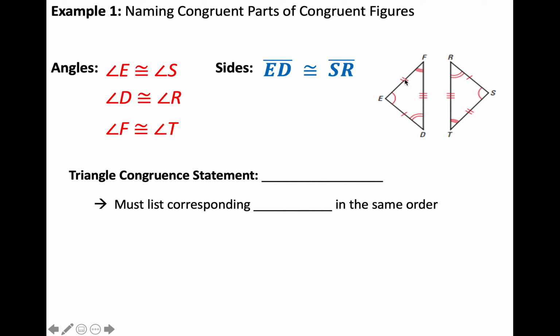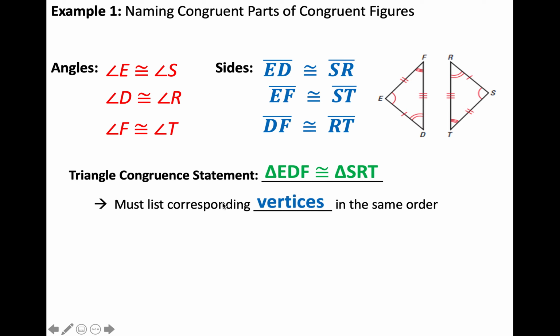Okay, now the next one, 2 tick marks, or 2 little dashes as you usually call them, but to be correct, they're called tick marks. EF, and ST in the second one. And finally DF, the side with the 3 tick marks on the left, matches the side with 3 tick marks, RT, on the right.